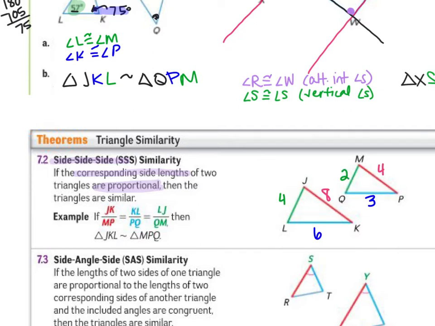Remember, when you're working with proportions, you want to compare the corresponding side lengths. So here we have our red sides. 8 over 4 would be 2. 6 over 3 would be 2. And 4 over 2 would be 2. So creating those ratios, we have a similar proportion. Since all three sides are proportionate, then we know that our triangles JKL and MPQ must be similar.